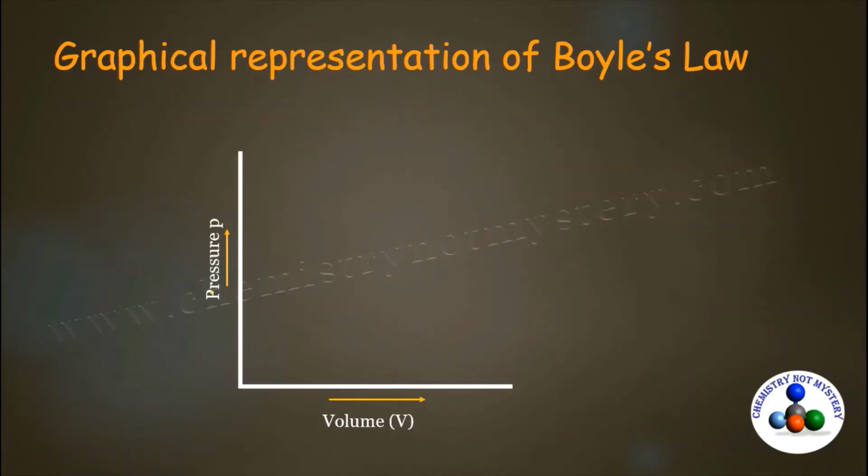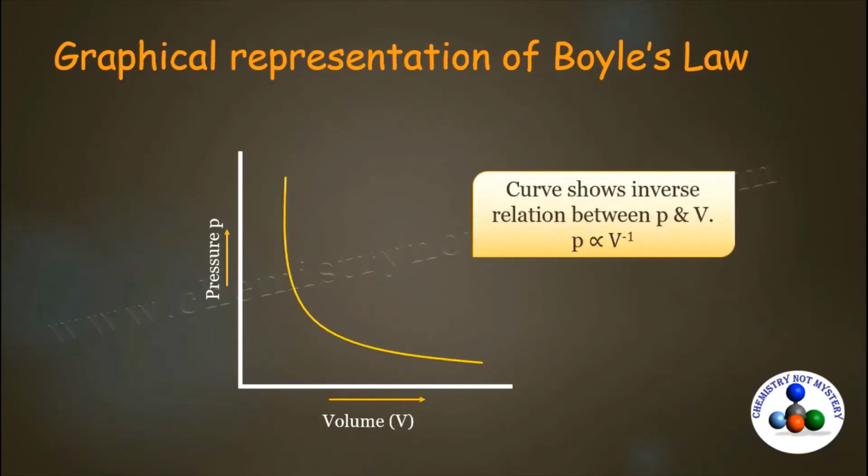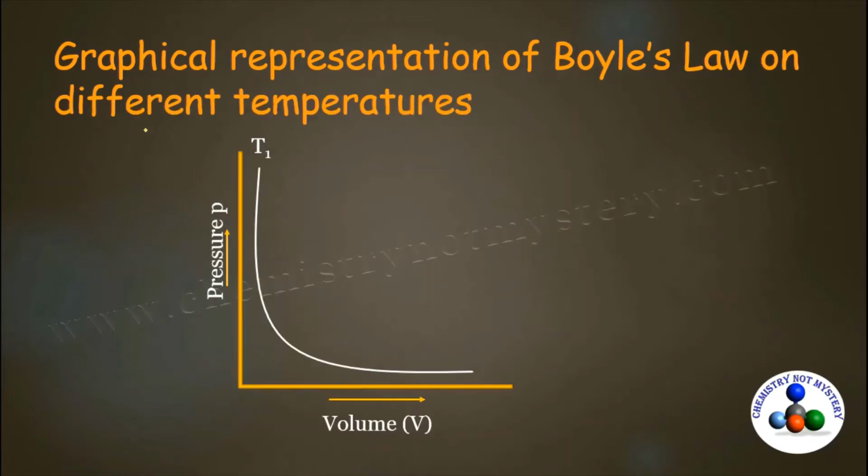When we plot a graph between pressure and volume, you will get a curve, and this curve shows the inverse relation between pressure and volume. We have just derived the equation: pressure is inversely proportional to volume. For different temperatures, we will get different isotherms. For example, this experiment was done at temperature T1 and we have got this curve.